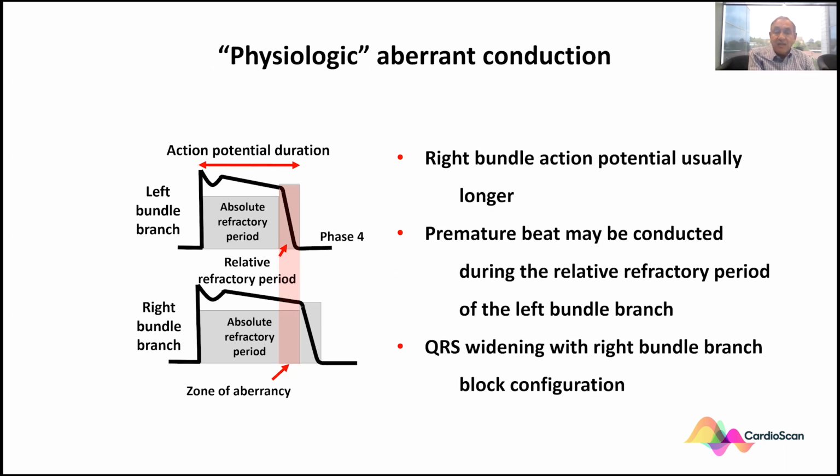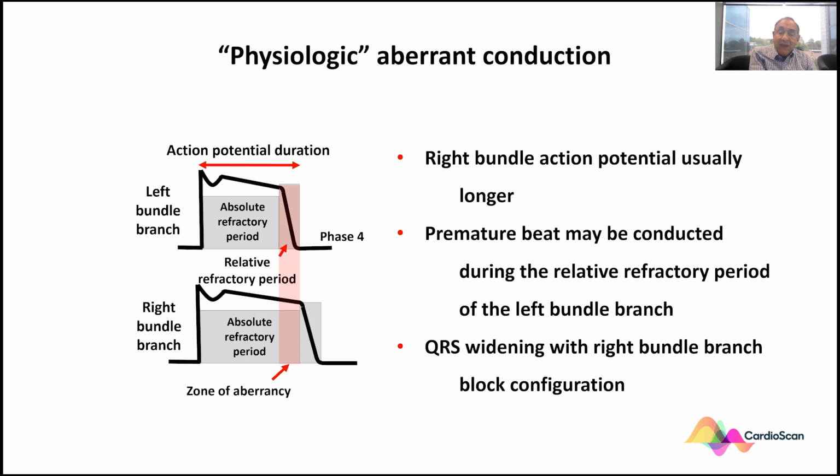To the left, we can see two action potentials, one from the left bundle branch and one from the right bundle branch. Usually, the right bundle branch action potential duration is longer than the left. So we can see, as highlighted, an absolute refractory period above with the left bundle branch and another one which is longer with the right bundle branch.